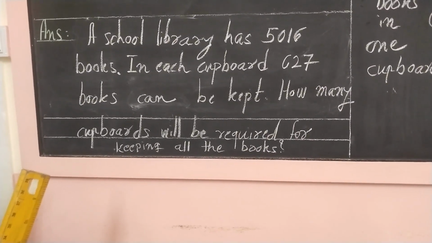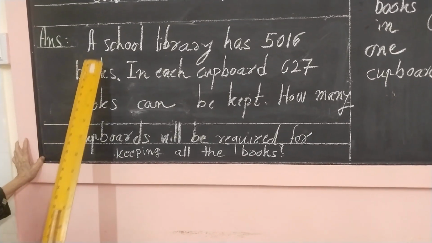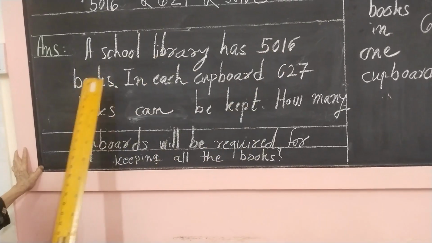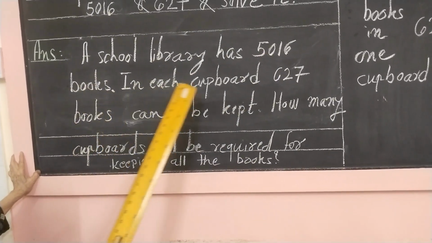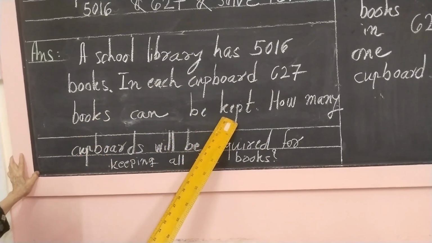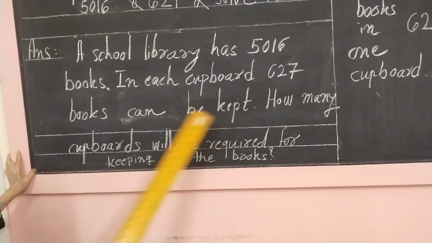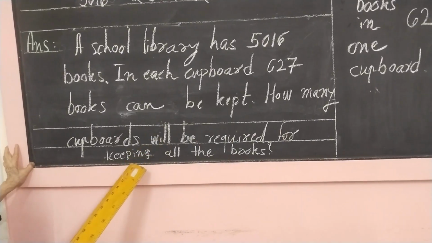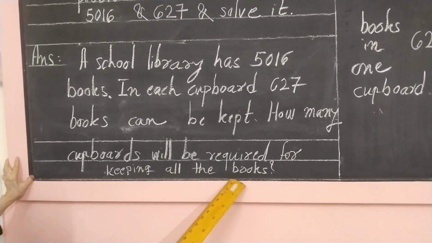So here we go, Nani. Our answer is, a school library has 5016 books. In each cupboard, 627 books can be kept. How many cupboards will be required for keeping all the books?